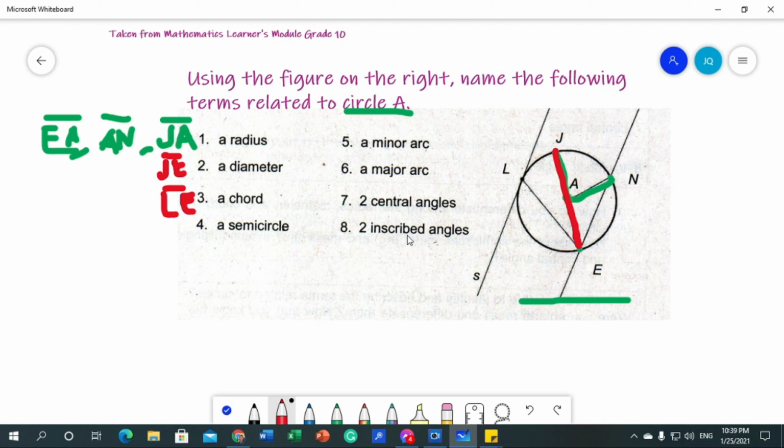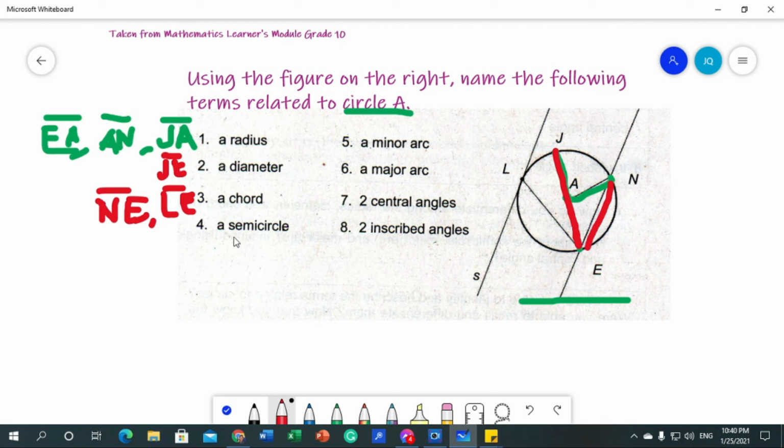Another chord that you can see, NE. Very good. Line segment NE or EN is a chord. How about line segment JE? It touches 2 points in a circle, but the other thing is it passes through the center, and that's why it's called a diameter. Is a diameter a chord then? Yes, very good. A diameter is actually the longest chord in a circle. But not all chords are diameters, because a diameter is a special chord. It passes through the center.